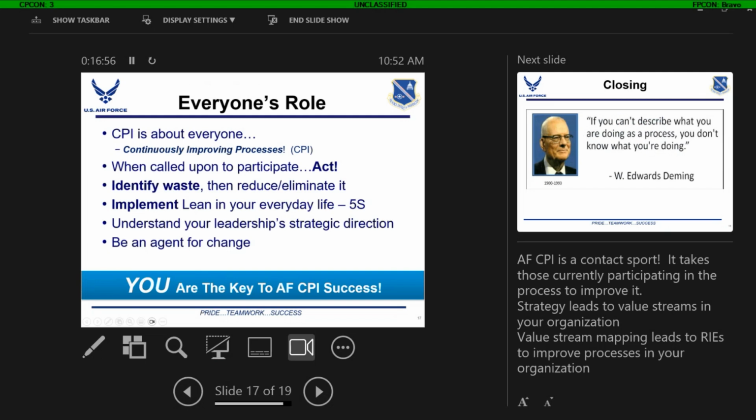CPI is about everyone. It's not a matter of someone else taking care of it. When we're called upon to participate, whether it's a just do it or a project, we need to act. Remember, the first step when we're doing our analysis is identifying waste, looking at the process from end to end and identifying which waste can be removed. Not all waste can be removed. In fact, some waste is required. But your CPI process manager or facilitator can help you to determine which are which.